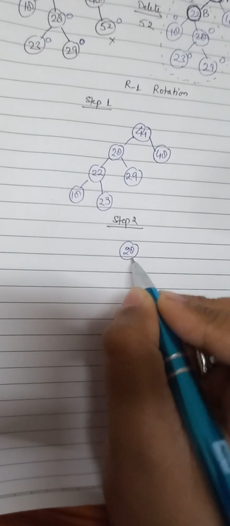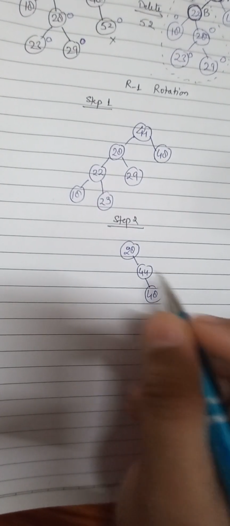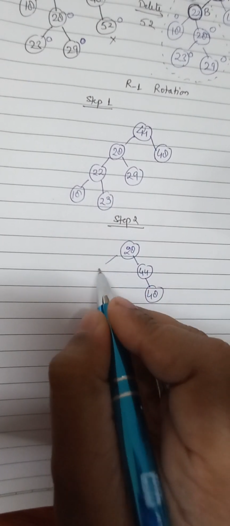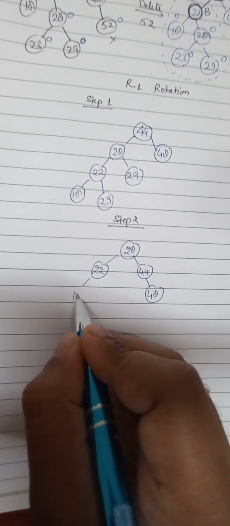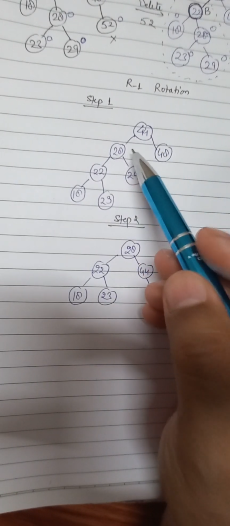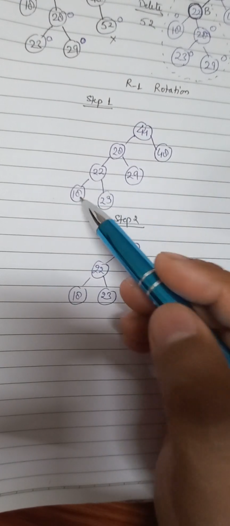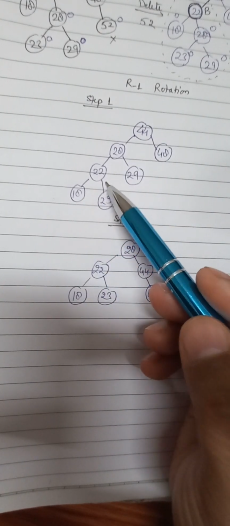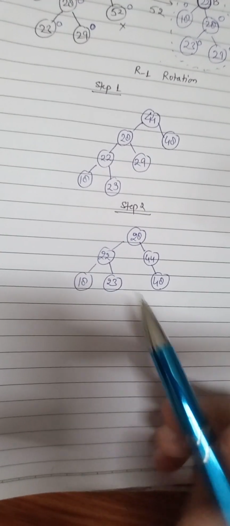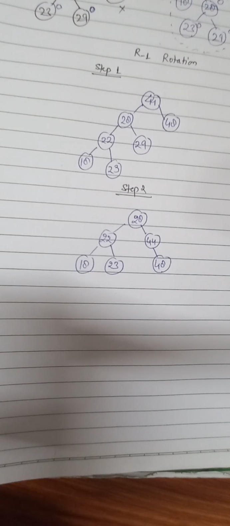So 28 will go up and 44 will go down, 48 will go down, then 22 will come here, 18 will come here, and 23 will come here, like this. We are doing rotation R-1, so we are rotating on the right hand side, so 28 will go up, 44 and 48 will come down, and after that 22 and 18 are there, and on the right hand side of 22, 23 is there, so we will write 23 here. Now the rotation is completed. The step 2 R-1 rotation is done. So now we will cross check the balancing factor of this tree.